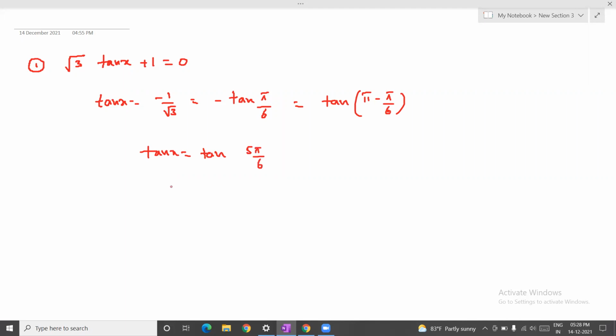So the general solution is how much? x is equal to how much? n pi plus pi by 6. Here n belongs to an integer. Is it clear? Hope you are clear on what I am saying. Let's go to the next one.